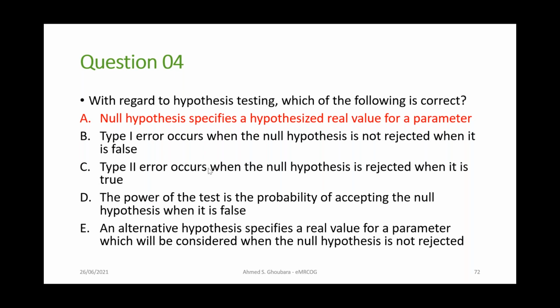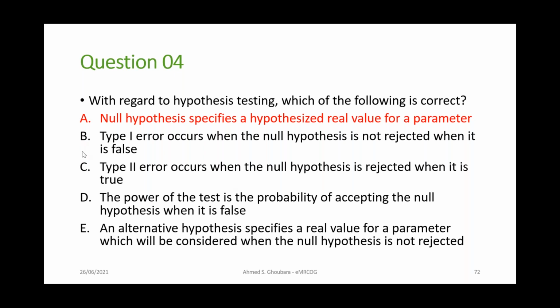C, type 2 error occurs when the null hypothesis is rejected when it is true. Is it type 2 or type 1? So basically, this is type 1 error, because you did a false positive result. False positive means type 1. You rejected the negative, so you did a positive thing, but that was a mistake. So that's a false positive. Yeah, that's correct.